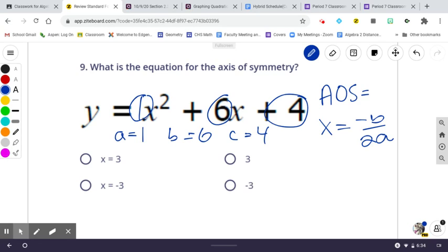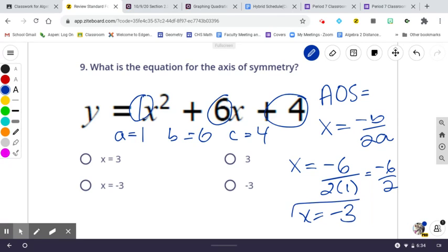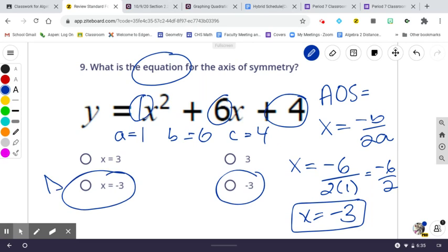So now we're just going to take b and a. We're going to plug it into negative b over 2a. So negative b, b is positive 6. So it's going to be negative 6 over 2 times 1, which is negative 6 over 2. Negative 6 over 2 is negative 3. So it ends up being x equals negative 3. Now, some of you chose this one. Remember that it wants the equation for the axis of symmetry, which has to be x equals negative 3. So this actually would be the answer.